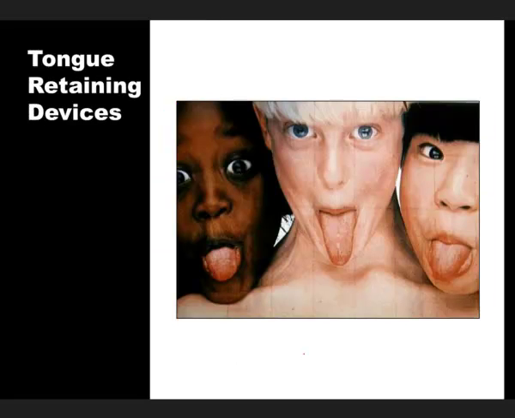The first ones are tongue retaining devices. Now, as kids, we all did this. What did we do? We took a soda bottle and we sucked the vacuum in the soda bottle, stuck our tongue in the soda bottle, and we held the soda bottle up by our tongue. At least, maybe I'm the only one that did that, but I did it a lot. Well, that is a tongue retaining device.